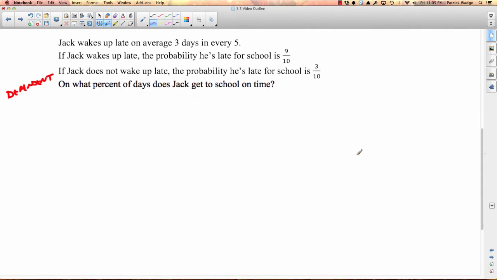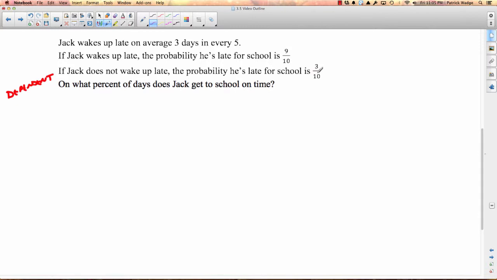Maybe not. Okay, last question. This is a dependent one. Jack wakes up late on average 3 days in every 5. Hey, I think I teach Jack. If Jack wakes up late, the probability he's late for school is 9 out of 10. That makes sense. If you wake up late, it's very probable that you'll be late for school. If Jack does not wake up late, the probability he's late for school is 3 out of 10.